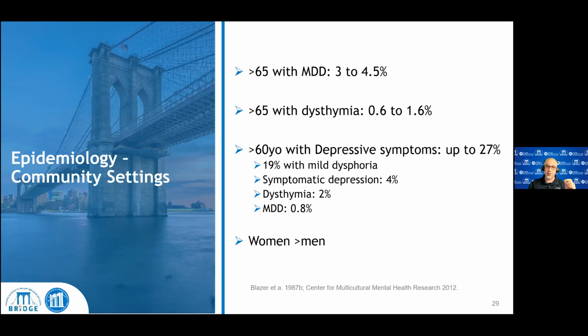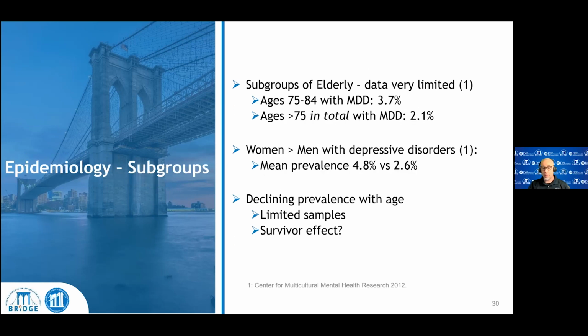But despite the low rates of syndromic major depressive disorder in the population at large, the rates of subsyndromal depression, or just having depressive symptoms, are quite high. Up to about a quarter of older adults in community settings have some depressive symptoms. And in community settings, or all settings, women tend to have more depression in late life than men. Their outcomes are better, though, which is quite positive.